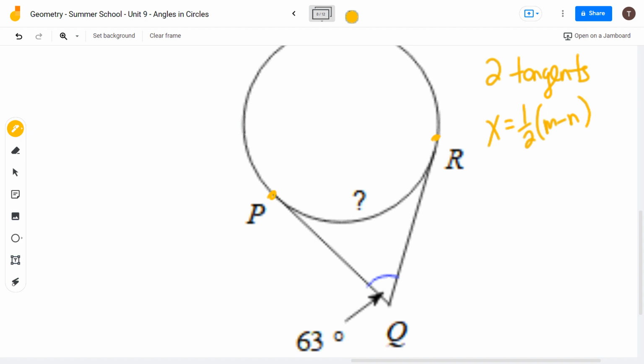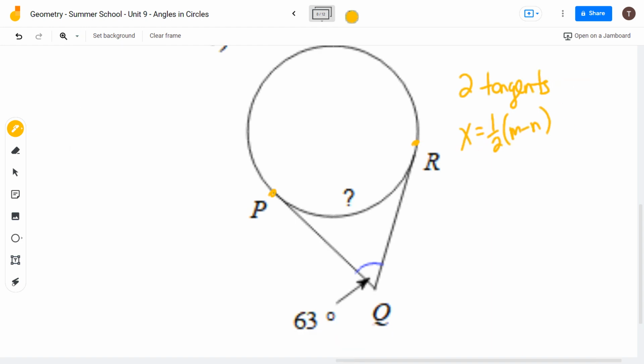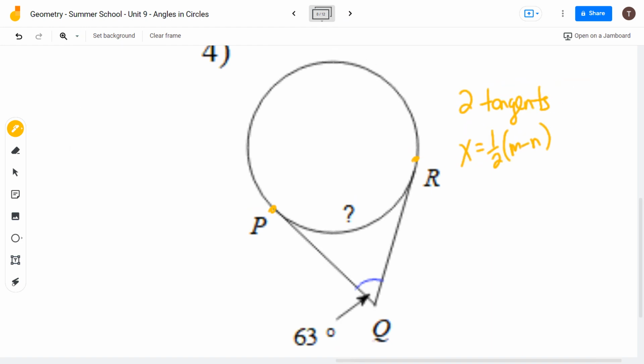Now, in our formula, and I may need to zoom out just a touch, our m is our bigger arc. Our n is our smaller arc. And our x is our angle that's made between those 2 tangents. So that's how I'm labeling this. But really what I'm missing is this.